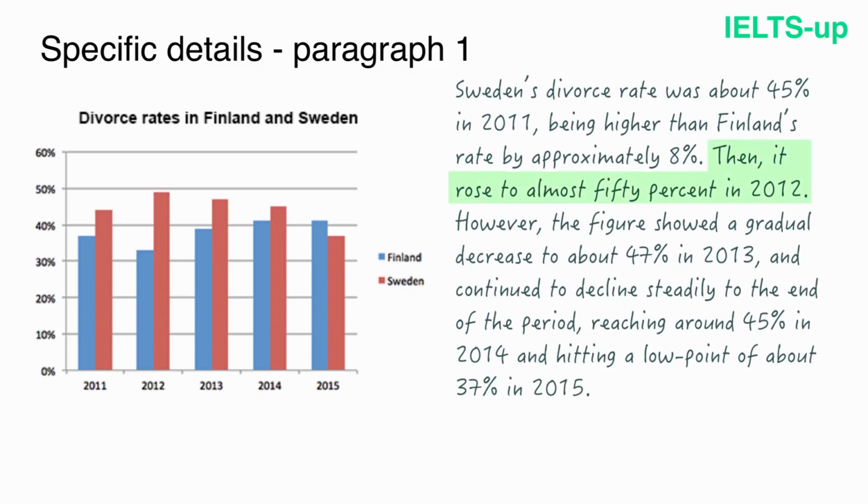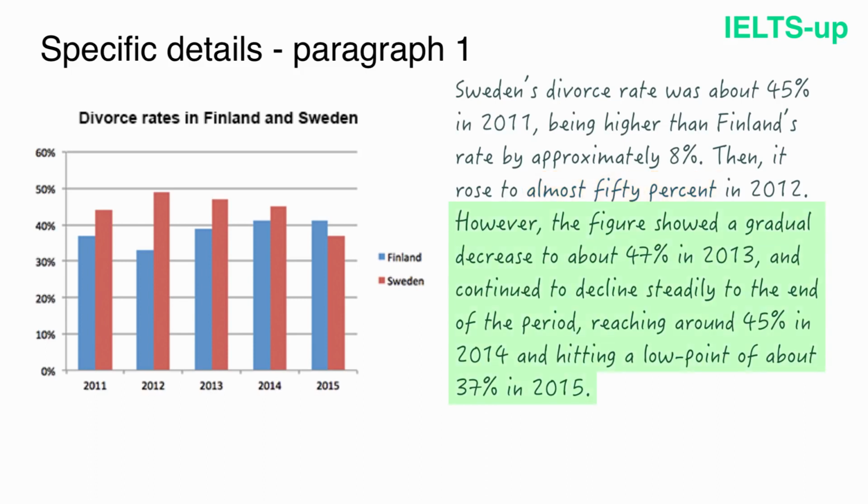In the next sentence, I describe Sweden's rate in 2012. You can see from the graph that in 2012, Sweden's rate became higher, so I wrote, "then it rose to almost 50% in 2012." Look at how I use the word "almost." The rate was very close to 50%, but it did not reach this number, so I wrote "almost 50%." It is a very nice technique.